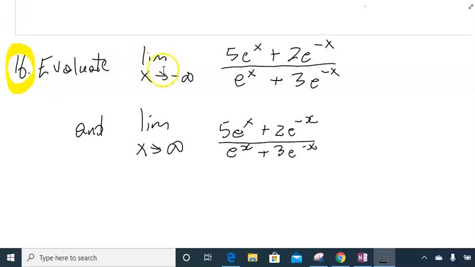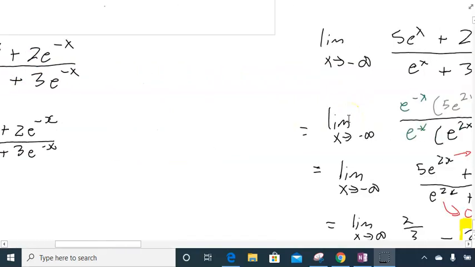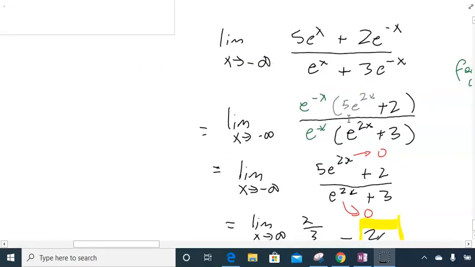More algebra: evaluate the limit as x approaches negative infinity of 5 e to the x plus 2 e to the negative x, all over e to the x plus 3 e to the negative x, and the limit as x approaches positive infinity of the same function. This will involve a little bit more algebra, but the idea is still the same. We have to divide by the highest power.